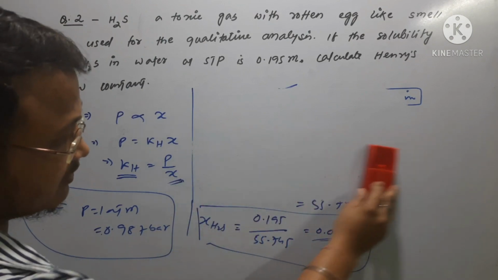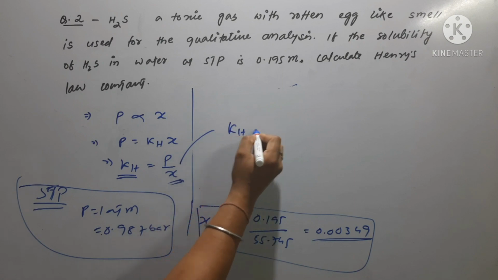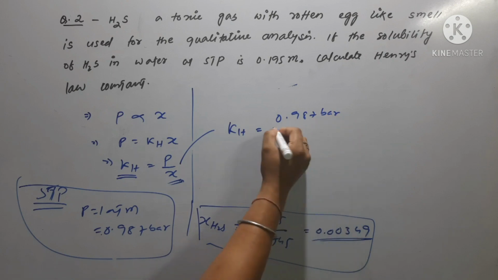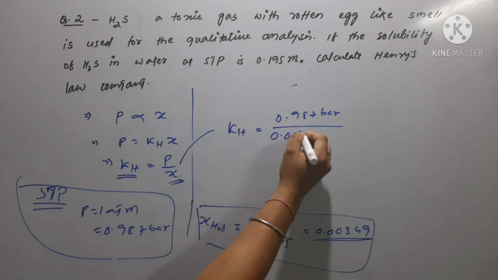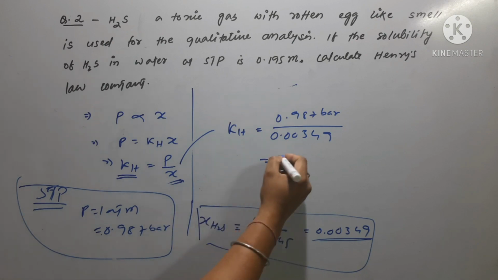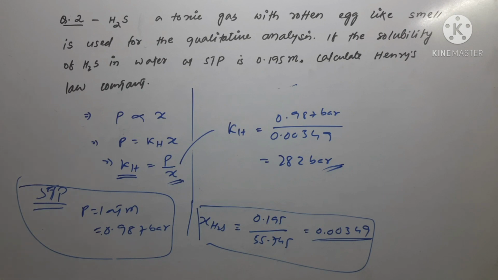So what will we do now is that we will just place the values here. In this equation, KH equals pressure, which is 0.987 bar, divided by 0.0349. Once you go through this calculation, it will come out as 282 bar. So this is the Henry law constant here. Okay, I hope you guys have understood these things, right?